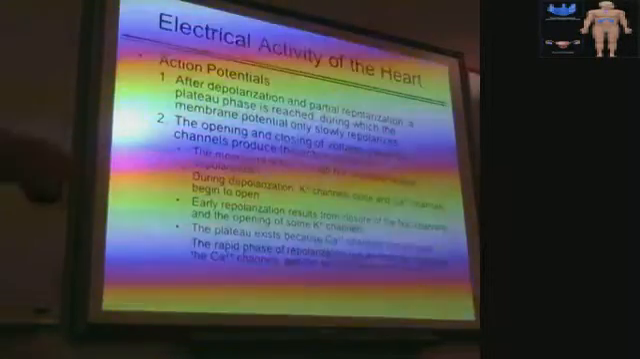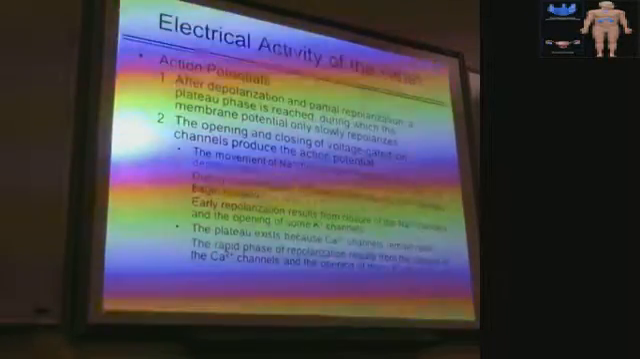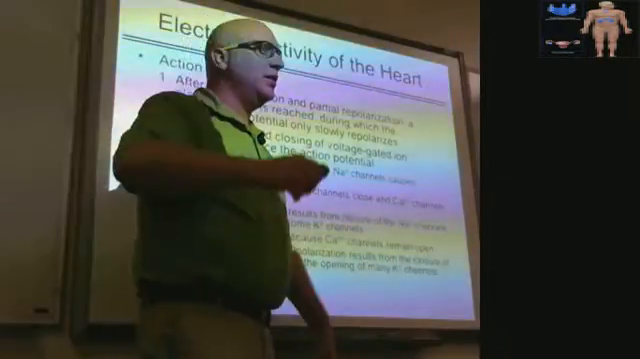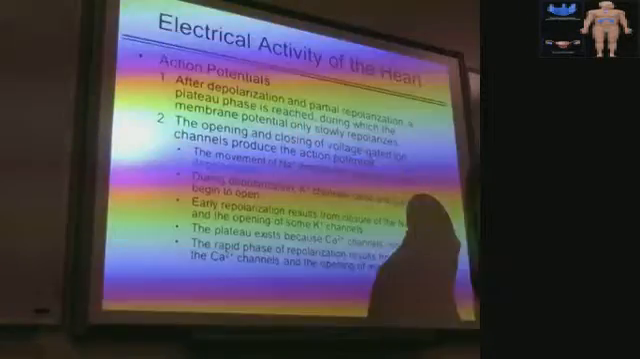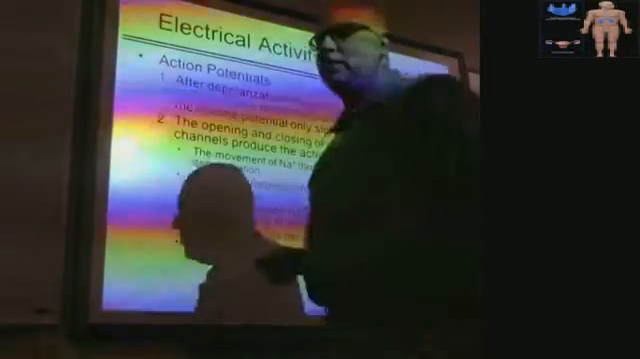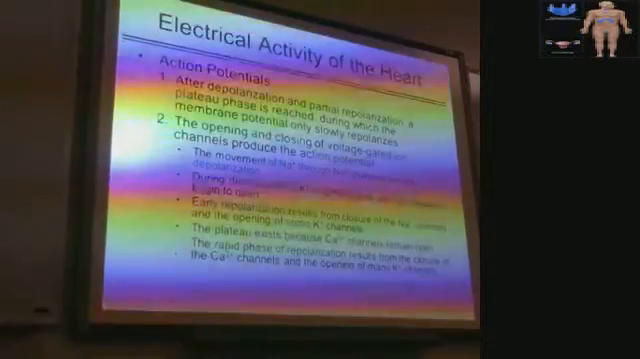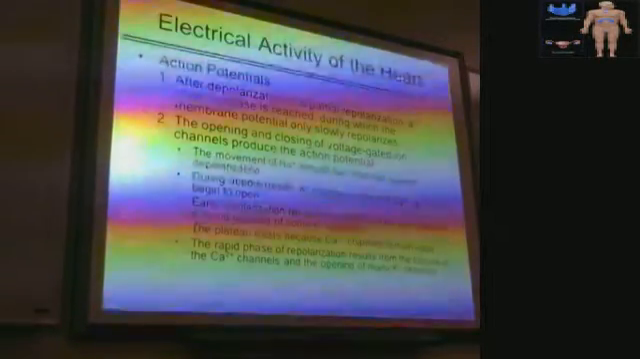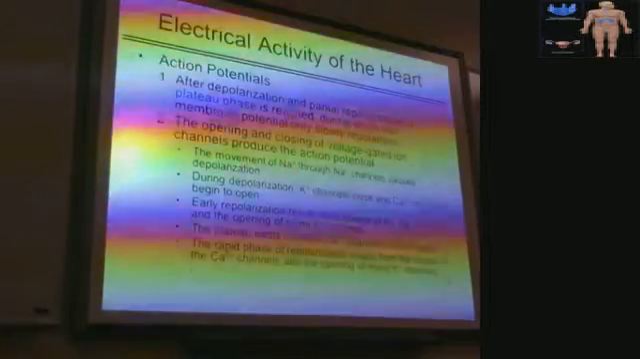All right, so we're going to talk about action potentials with the heart. After depolarization and partial repolarization, there is a plateau phase, which means that there's a line straight like this, during which the membrane potential only slowly repolarizes. And the opening and closing of the voltage-gated ion channels produce the action potential.